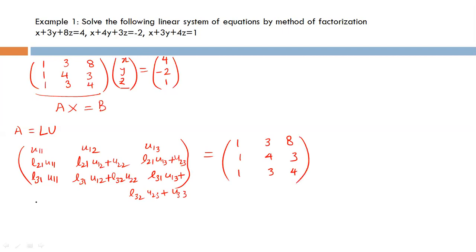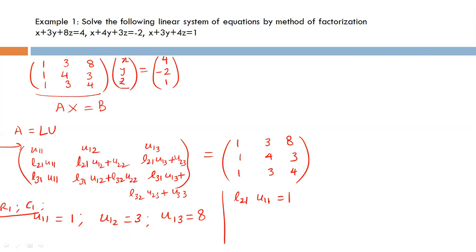If you compare, you will see that U11 equal to 1. First we go row wise. First row, first column. Row 1: U12 is equal to 3 and U13 is equal to 8. Now go column wise. So L21 U11 equal to 1. U11 you already have 1. It means L21 equal to 1. And L31 U11 equal to 1. U11 you already have 1. It means L31 is equal to 1.